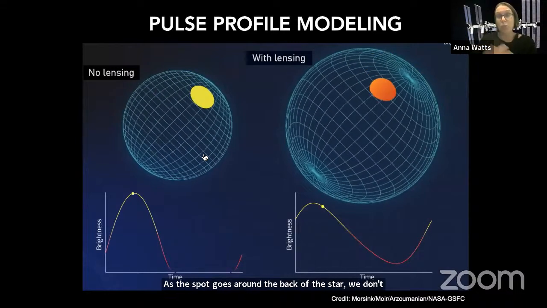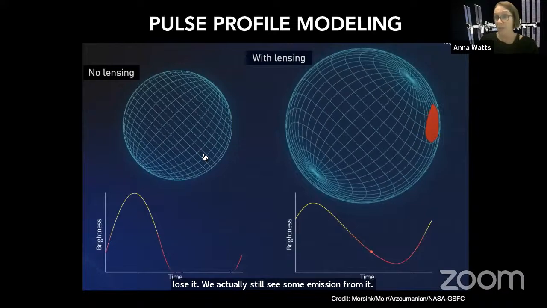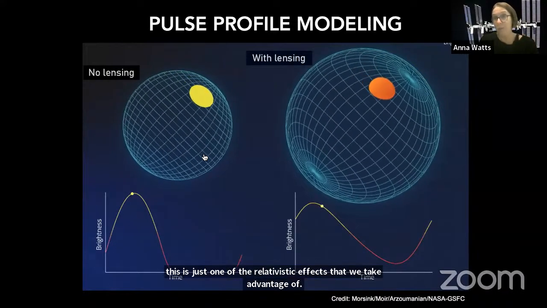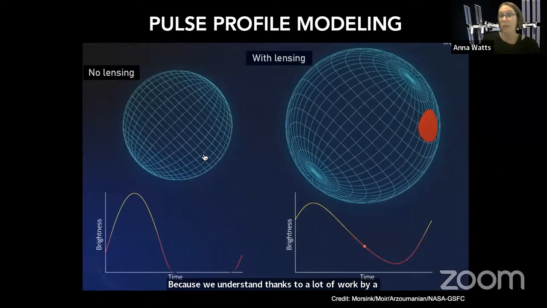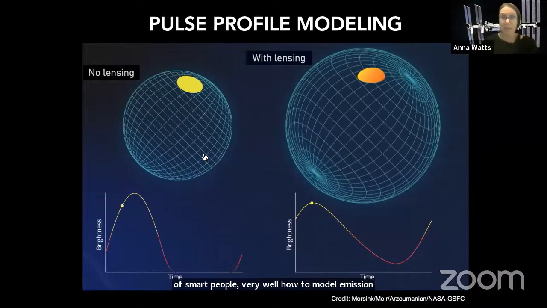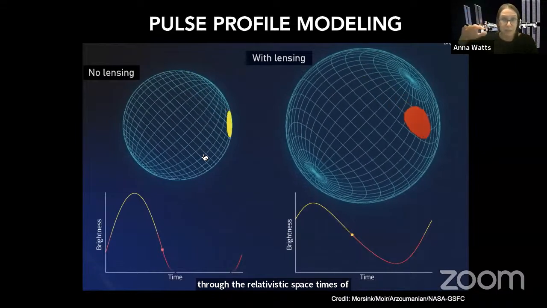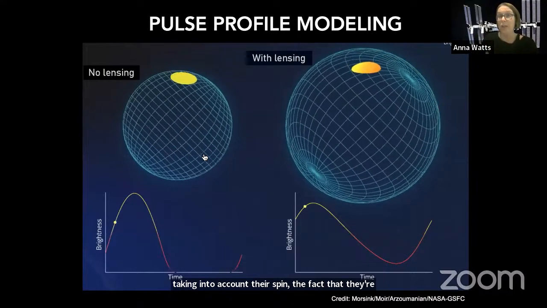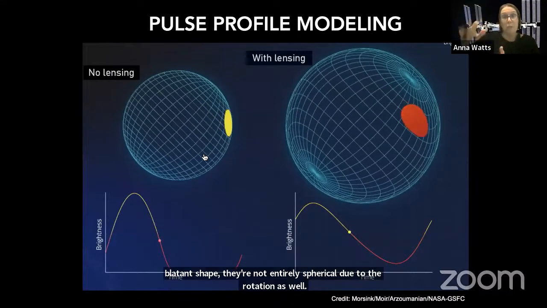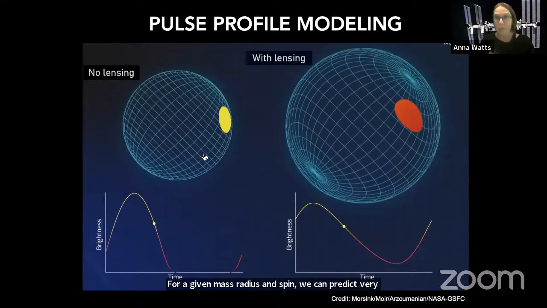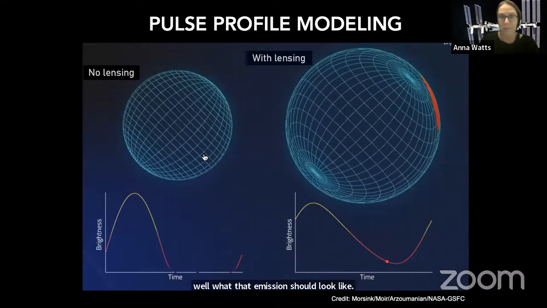And this is just one of the relativistic effects that we take advantage of, because we understand, thanks to a lot of work by a lot of smart people, very well how to model emission through the relativistic spacetimes of neutron stars, taking into account their spin, the fact that they're oblate in shape, not entirely spherical due to the rotation as well. And so if we put a hotspot on the surface for a given mass, radius, and spin, we can predict very well what that emission should look like. So we have a good way of modeling things.